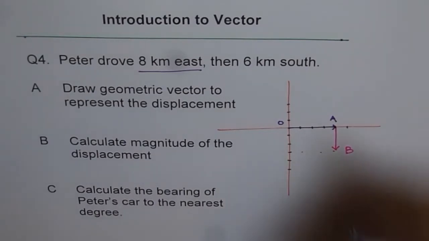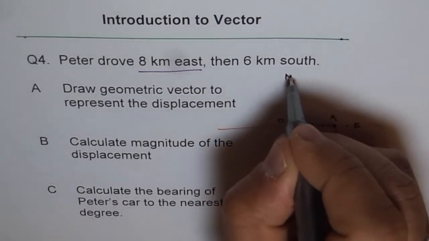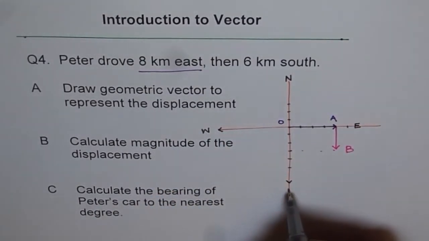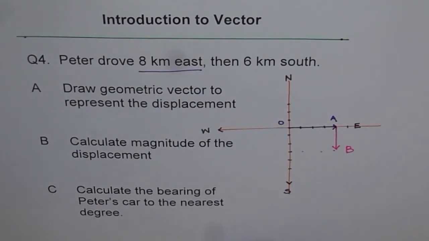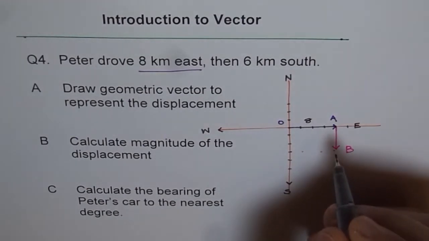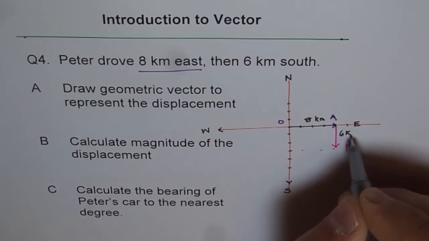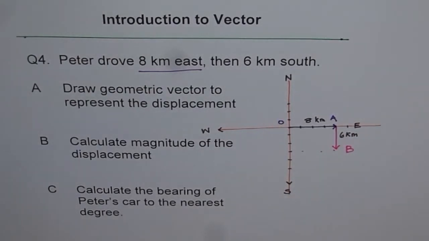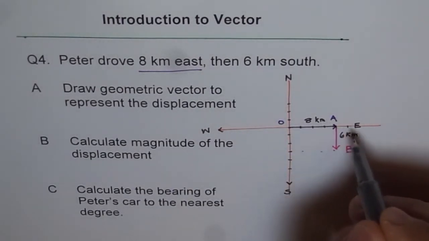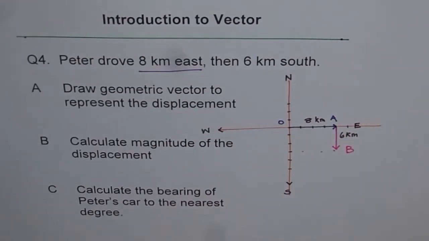Now it's very important, we have already given the direction, so I'm writing east here, north here, and we have west and south here, right? Now we should write here itself 8 kilometers, and this is 6 kilometers south. So we got now perfect geometric vectors. So that is the tail and the head, 8 kilometers east, and tail and the head 6 kilometers south.